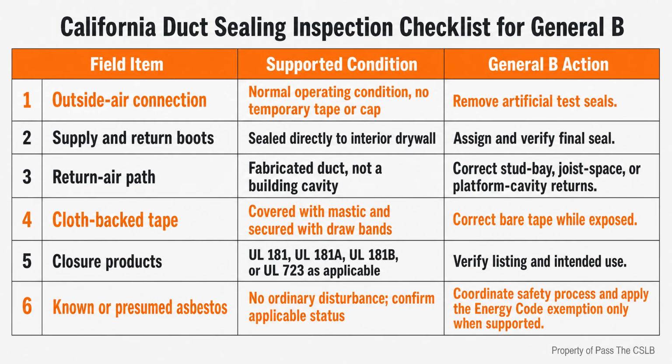The memory line I use is simple. Test while the work is open. Seal the real air boundary. Never fake the normal test condition. Stop when suspect asbestos changes the job.